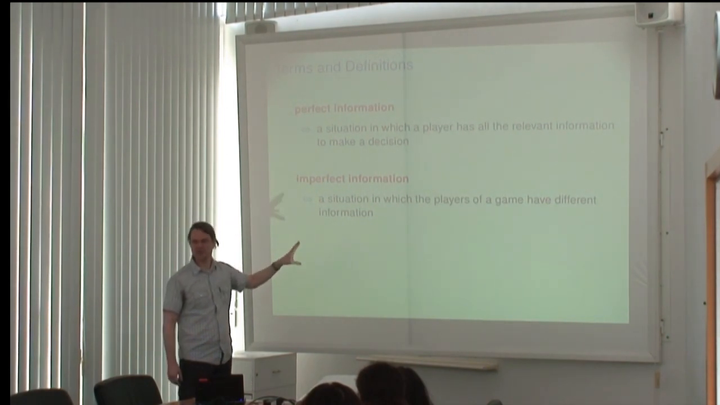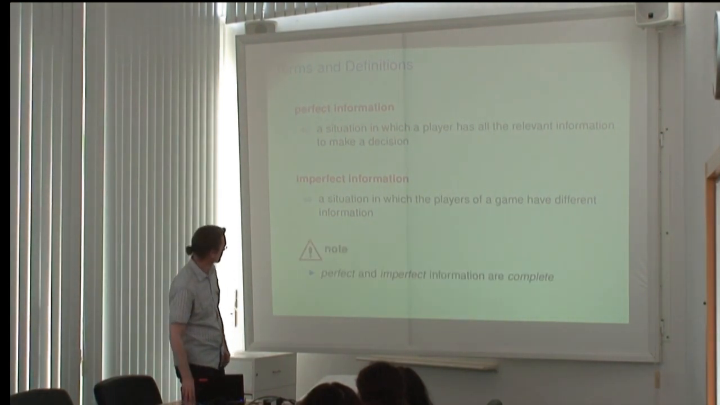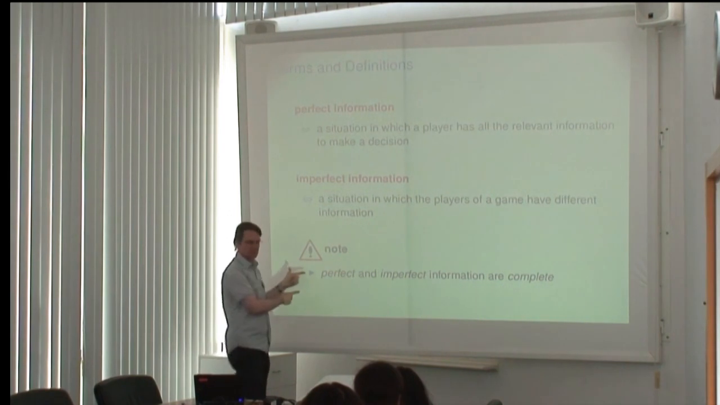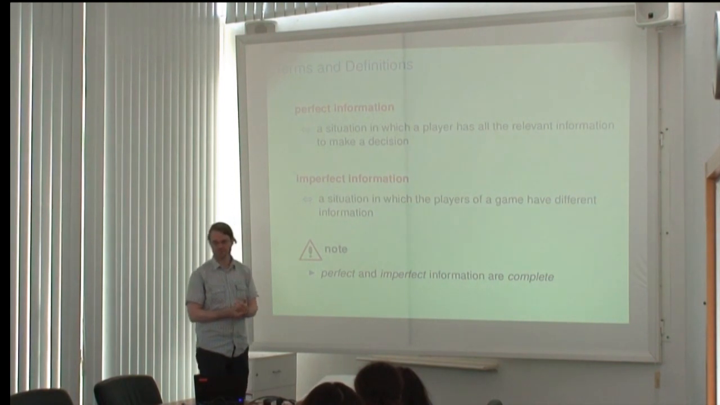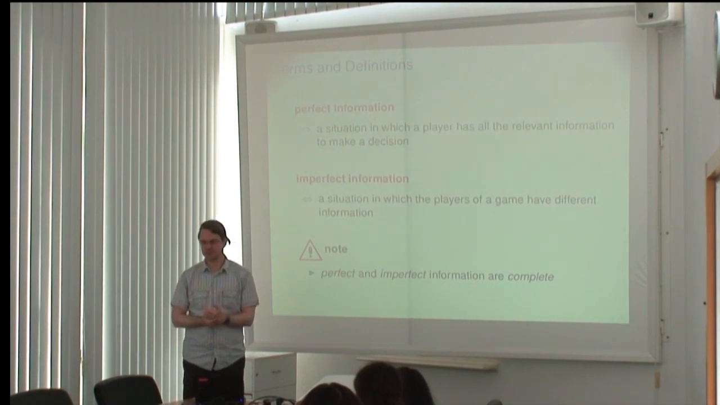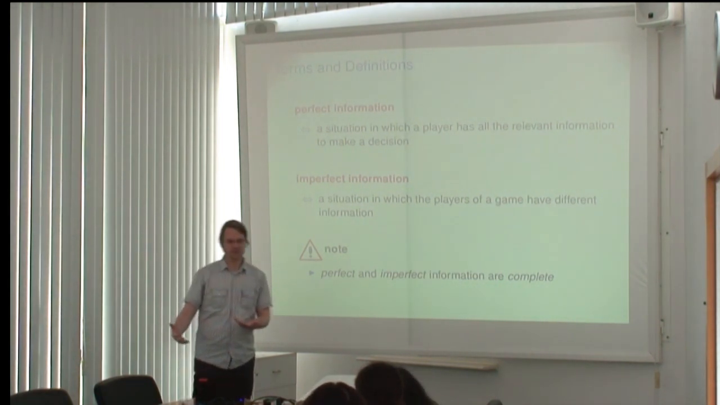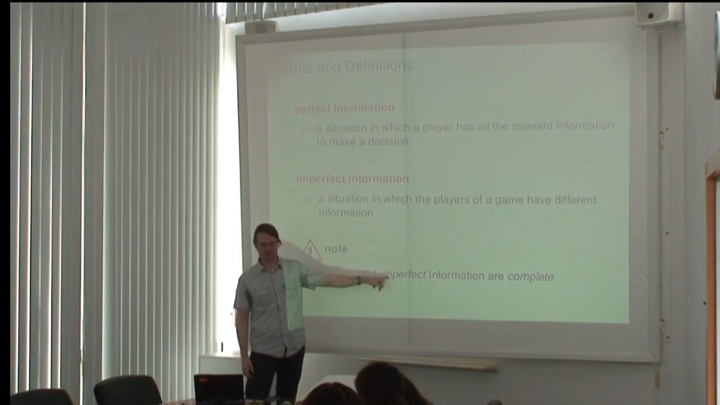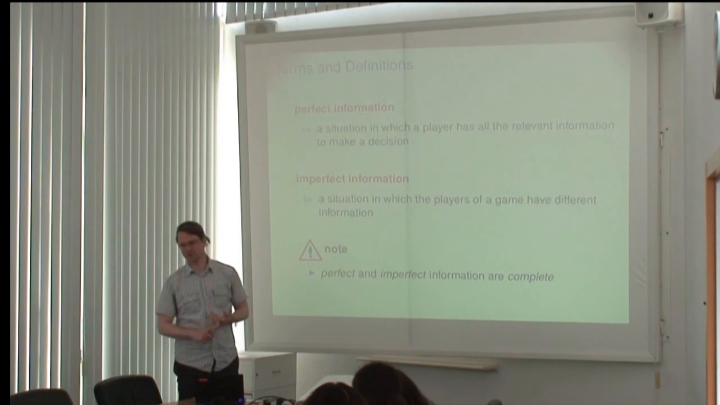The different players of the game have different information available to them. This may sound funny, but perfect and imperfect information games are complete information games. Again, what is that to say? The players know the rules, right? They don't have to figure out the rules while they play. So even though we are talking about imperfect information, still every participant of the game knows at least what the game is about, what rules to apply, what is legal, what is not.